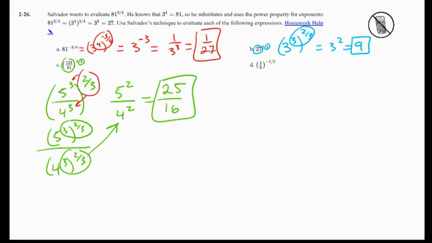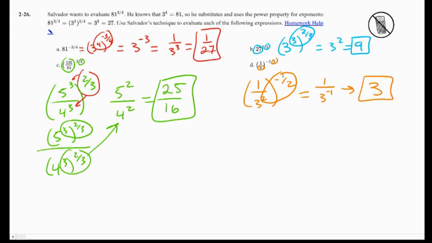And then the last one here, I want the exponent of 2. So I have 1 over 3 squared to the power of negative 1/2. That becomes 1 over, I'm multiplying these, so I get 3 to the power of negative 1. That changes to the reciprocal because it's a negative exponent. So that just becomes 3 to the power of 1, or just 3.